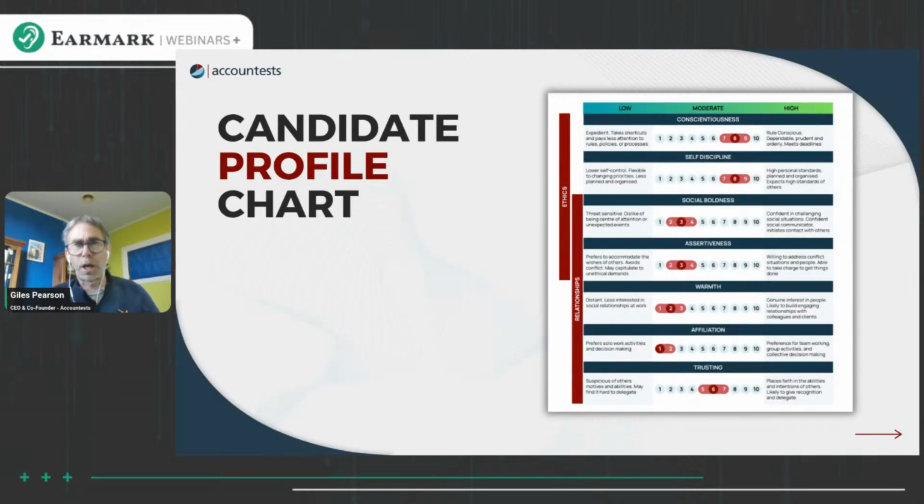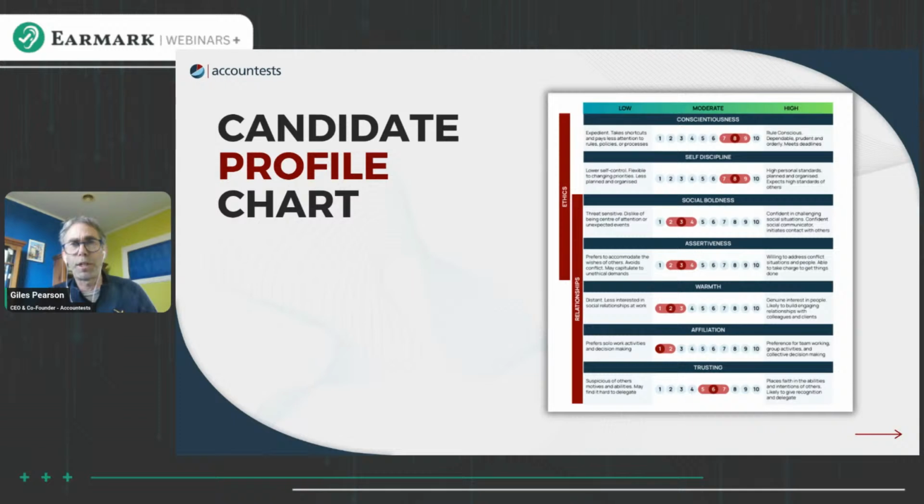And here's what it looks like. And again, this is ours, but I'll show you another one in a minute. They sort of all work the same. So you get to see where my candidate fits on a scale of 1 to 10 compared to other candidates, so who are the people in the norm group in each of the factors that you're trying to assess.